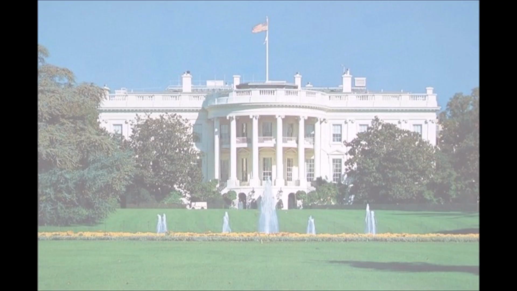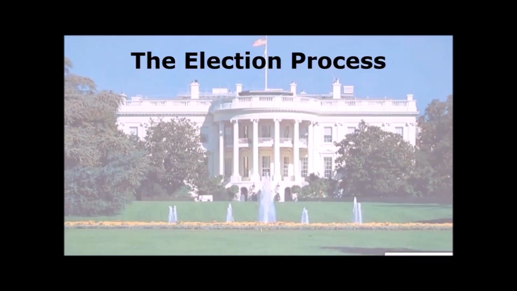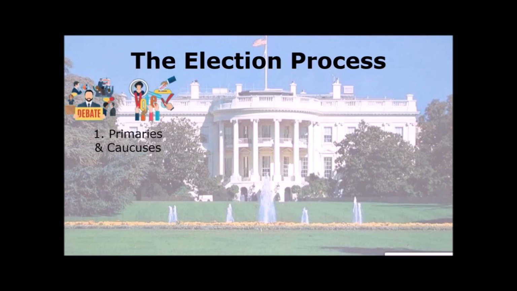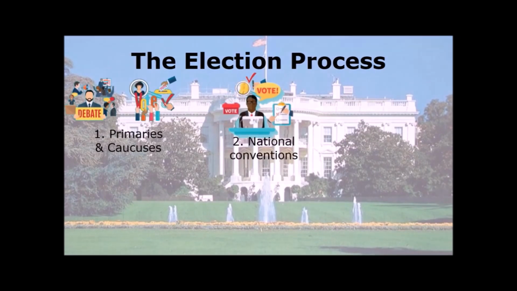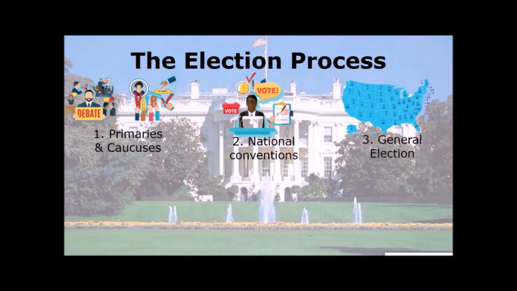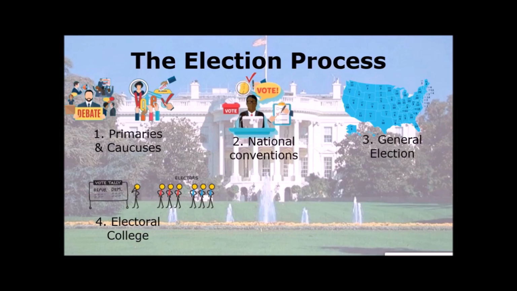Now, let's recap. Primaries and caucuses are held to choose a party's candidate. The final choice is made during national conventions. Then, candidates can campaign. American citizens vote in general elections, and the electors they choose then represent their state in the final tally of votes that will name the next president.